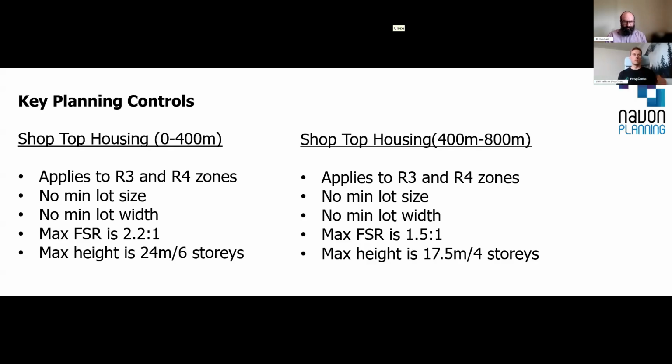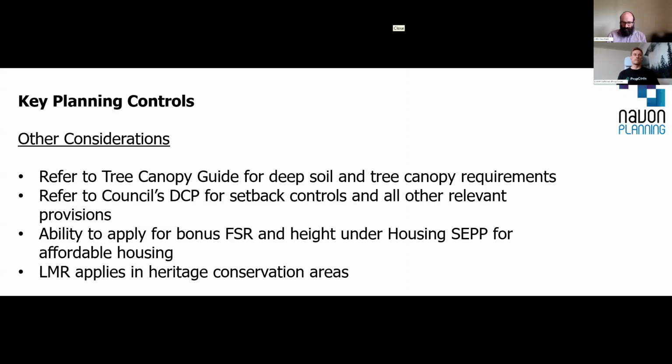Then just continuing on with the controls, so shop top housing on the left and the right. Again, you've got different controls depending how close the property is to the town centre or the train stations. And here are some other considerations too. So people have asked me, well, hang on, do I just have to comply with FSR and height, and am I all good? Well, the answer is no. You've still got to refer to council's DCP in terms of things like setbacks. There's also a tree canopy guide, which is kind of attached to this LMR policy. In the next slide, I'll show you a screenshot of what that looks like.